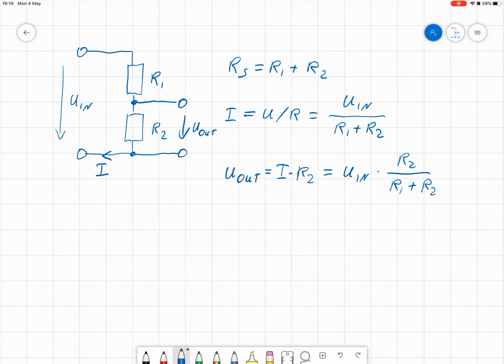Typically, you divide this equation through U in now, and you specify the output voltage U out as a fraction of the input voltage U in, and that fraction is R2 divided by R1 plus R2.